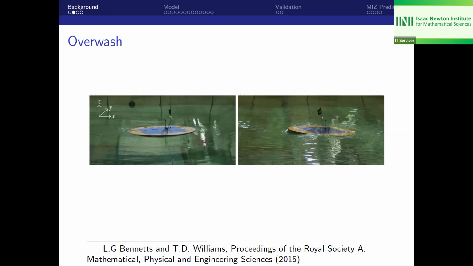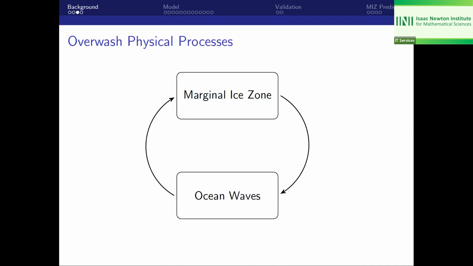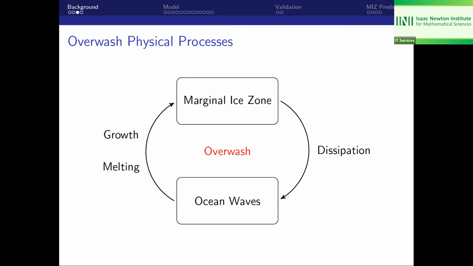In particular, we're trying to understand it because we know that it has a role in the interaction of ice and the waves. So overwash is going to be a mechanism for dissipation of the wave energy. It takes wave energy to generate it, and also it's possibly going to be a mechanism, since it's depositing water on top of our floes and possibly even ice crystals, for growth and melting of the ice floes as well.